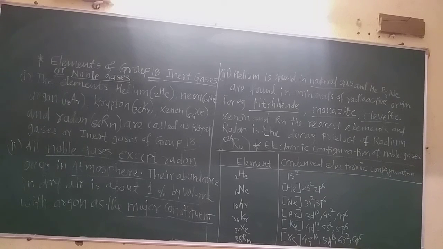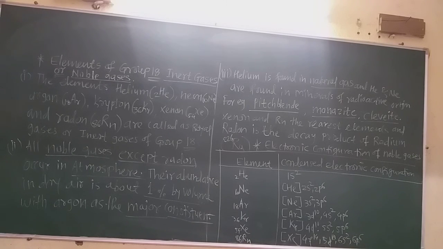All noble gases except radon, because radon is a solid radioactive element, occur in the atmosphere. Radon is not in a gaseous state, remember that, though it is an inert or noble element. The abundance of all these inert gases up to xenon is about 1% by volume in the air or atmosphere. Only 1% of these inert gases except radon are found in the air, only 1%.